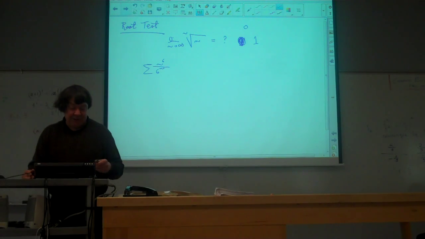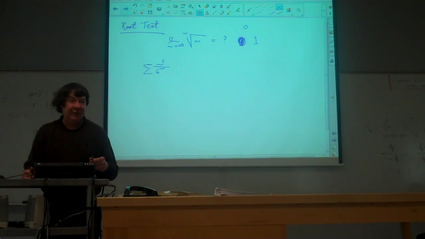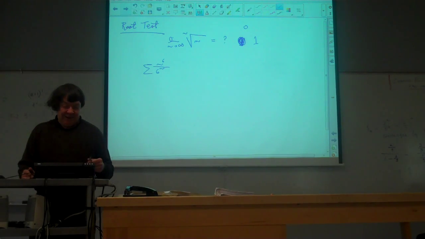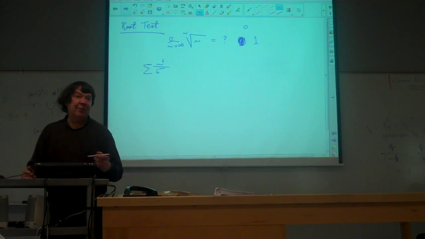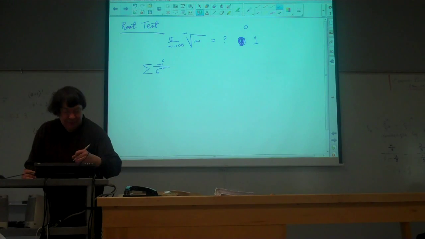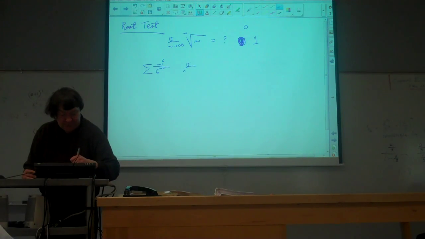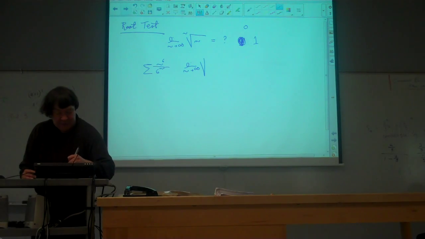Well, we have the summation of n to the 6 over 6 to the n. Root test is designed when you have these exponents there. And what we're going to do is the same rules apply for the ratio test. We're going to take the limit as n goes to infinity of the nth root of n to the 6 over 6 to the n.